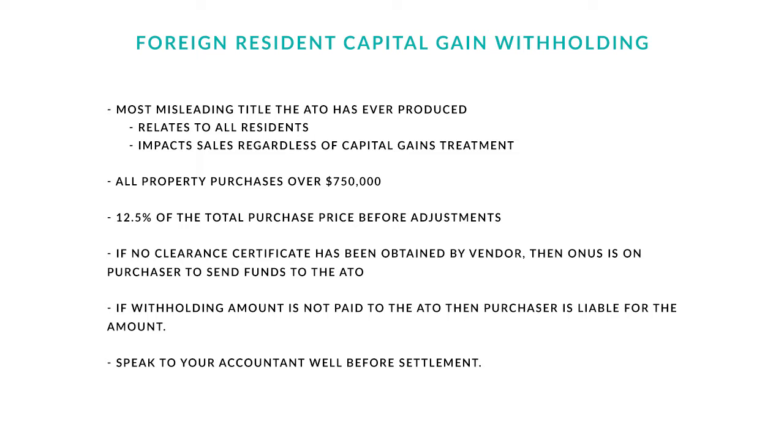If a clearance certificate has not been obtained by the vendor and given to the purchaser at settlement date, the purchaser must remit 12.5% of the total purchase price before adjustments to the ATO. Please note that the onus is on the purchaser to send the funds to the ATO. Moreover, if the withholding amount is not paid to the ATO, then the purchaser is liable for this amount. Meaning that if the amount should have been withheld but it wasn't, you may be liable for an additional 12.5% on top of the purchase price to send to the ATO.